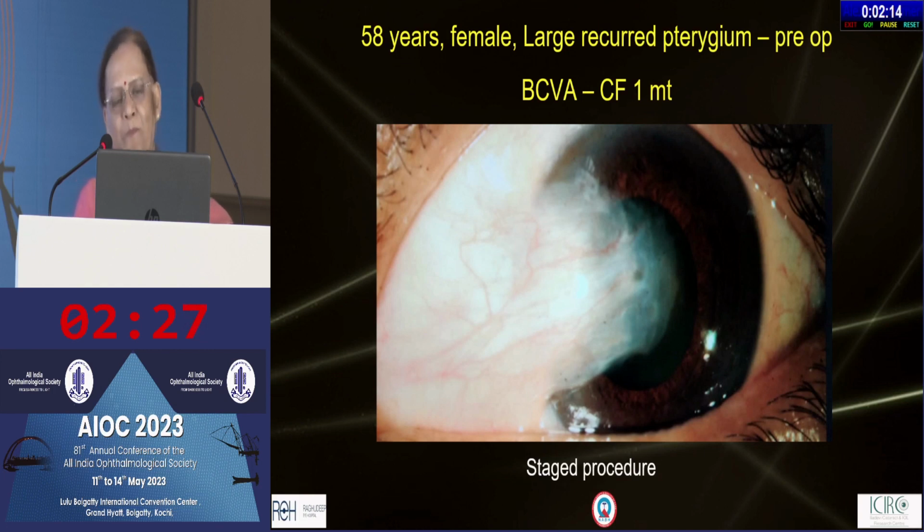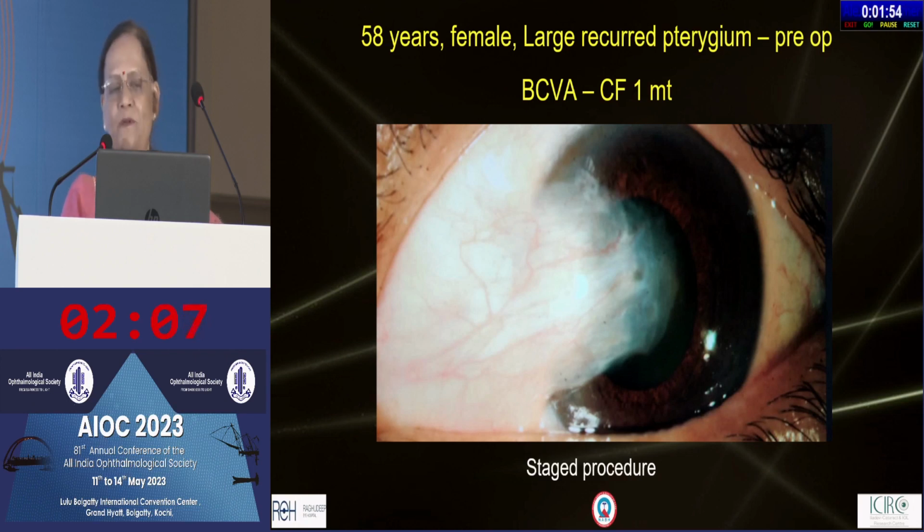This was a recurred pterygium. She had this huge pterygium since 15 years. So I expect a lot of scarring in this eye, and only when her cataract was nearly mature did she come to us, and she insisted on getting both the surgeries done together. And we insisted that we would not do it together.